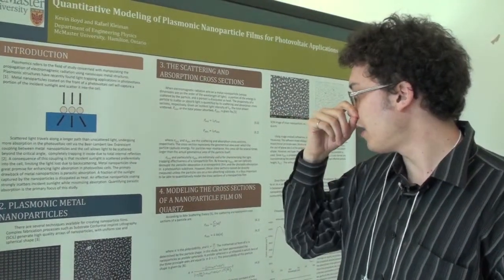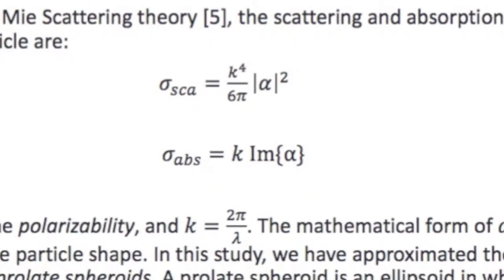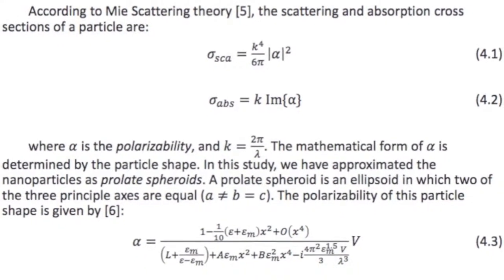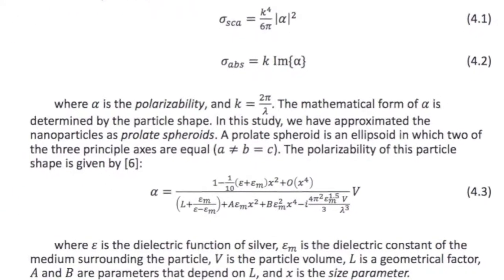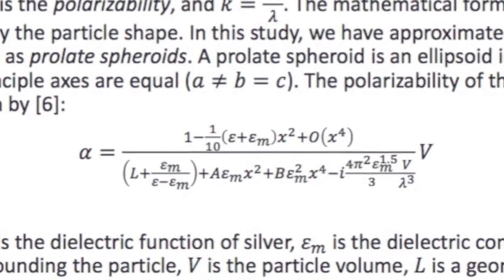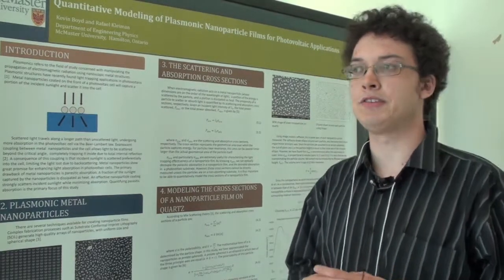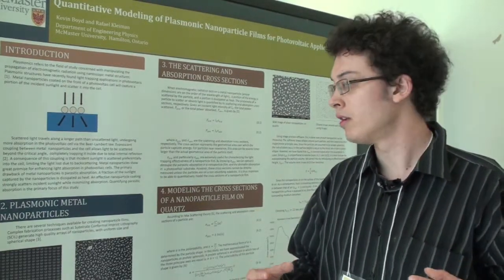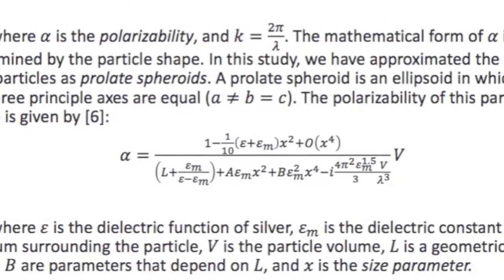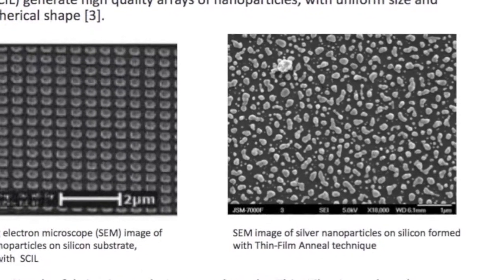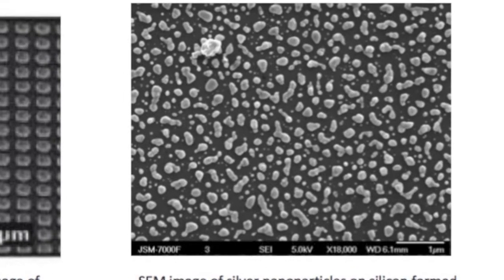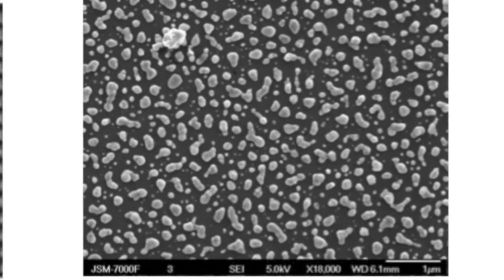According to the scattering theory, the absorption cross-section is given by the product of the wave number and the imaginary part of the polarizability of the particle. The polarizability of a particle is given by this expression here. The polarizability is essentially a measure of how easy it is to polarize the electrons in a nanoparticle. This expression is for nanoparticles of an ellipsoidal shape. As you can see from the nanoparticles in this picture, they don't conform to spherical shapes, which is typically the problem treated with Mie scattering theory.